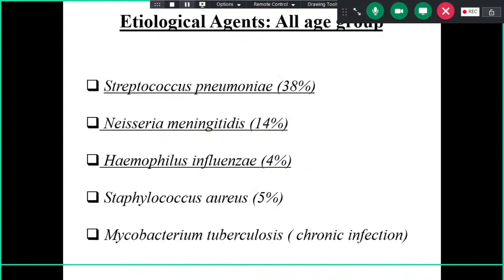So we talked about the common organisms causing acute bacterial meningitis: Streptococcus pneumoniae, Neisseria meningitidis, Haemophilus influenzae, Staph aureus. Mycobacterium tuberculosis causes chronic infection. This is not a cause of acute bacterial meningitis. These four are acute bacterial meningitis.